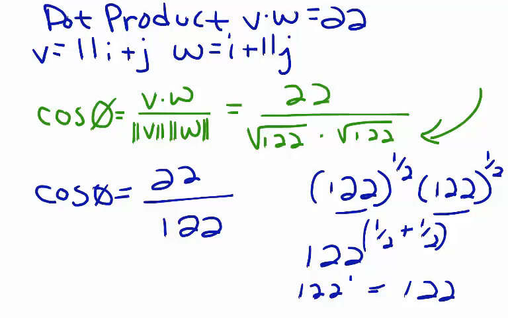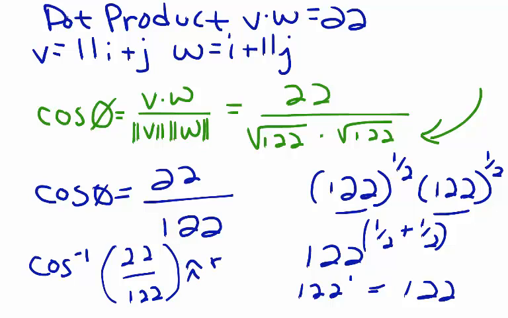We're almost finished. To find the angle theta, we need to take the cosine inverse. So cosine inverse of 22 divided by 122 is equal to approximately 79.6. Now, most of you will use your graphing calculator to obtain this result. Make sure your calculator is in degree mode so that you'll achieve the correct answer.